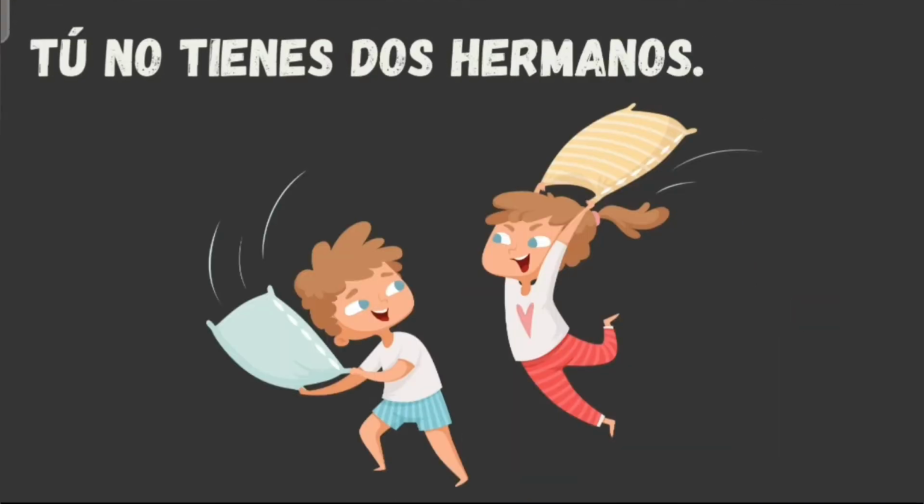Now let's go with the personal pronoun you. Okay, if you want to say in the negative form, you don't have two siblings, in Spanish you have to say, tú no tienes dos hermanos. Okay, you, that means tú, don't have, no tienes, two siblings, dos hermanos. That would be the translation.